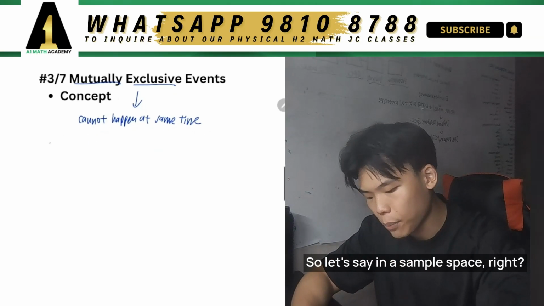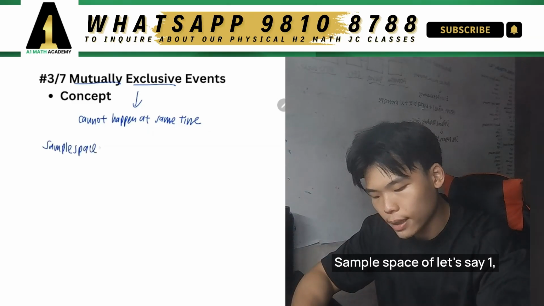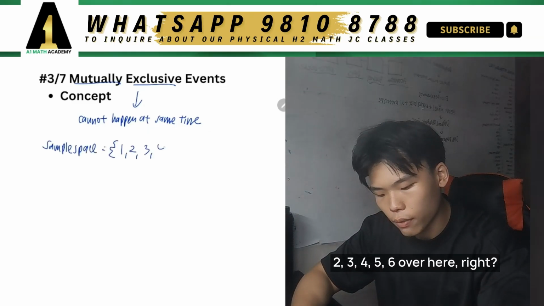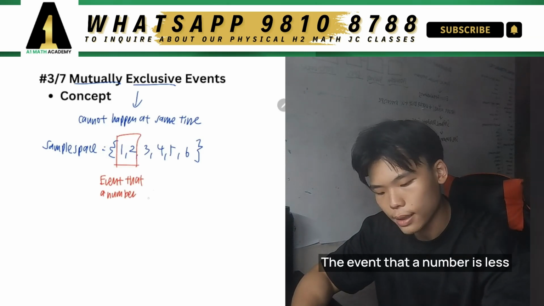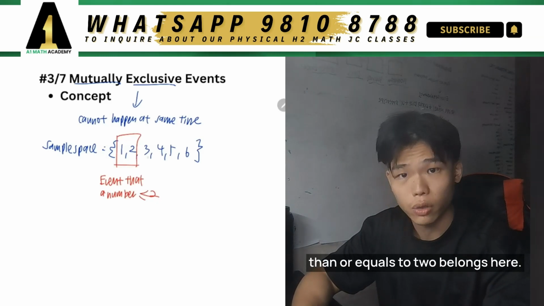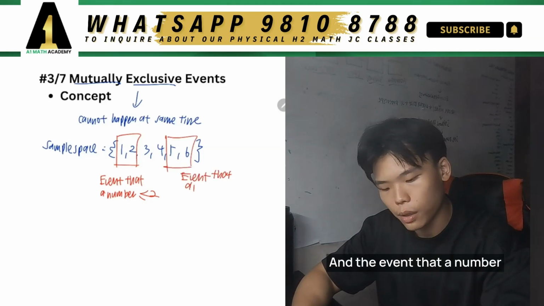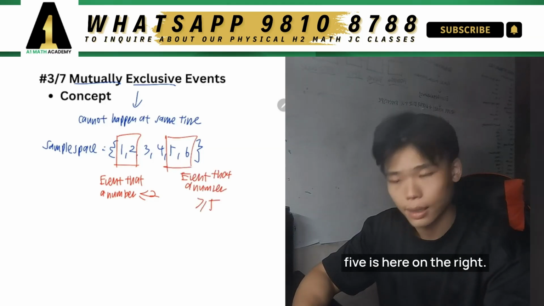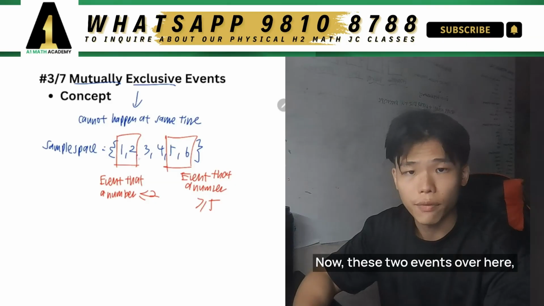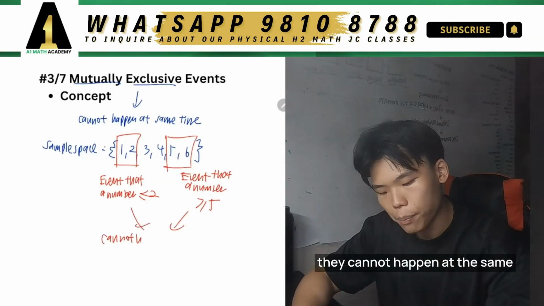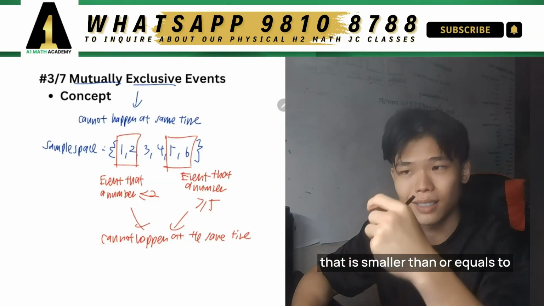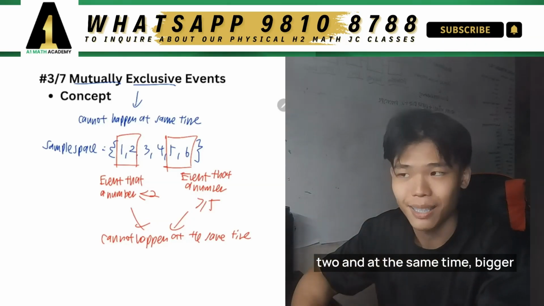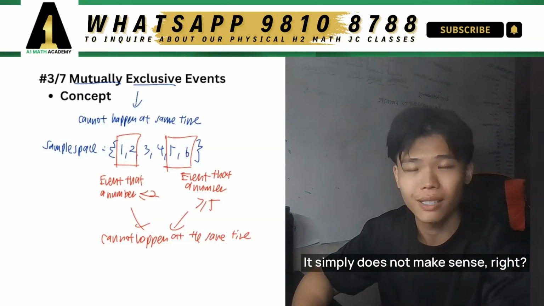So let's say in a sample space, right? Sample space of, let's say, 1, 2, 3, 4, 5, 6. The event that a number is less than or equal to 2 belongs here. And the event that a number is bigger than or equal to 5 is here on the right. Now, these two events cannot happen at the same time because I don't have a number that is smaller than or equal to 2 and at the same time bigger than or equal to 5, right? It simply does not make sense.